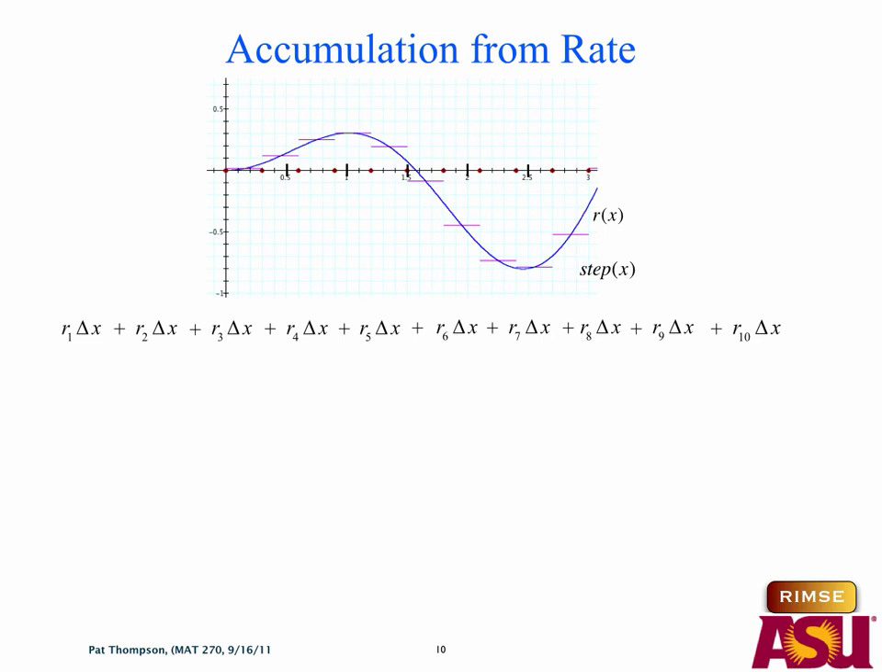But again, the whole reason we do this is because we can get accumulation from rate. We do that by saying little bits of accumulation occur by doing rate times little bit of change in our input. So little bit of accumulation plus little bit of accumulation will give me total accumulation as I continue to add up the little bits.